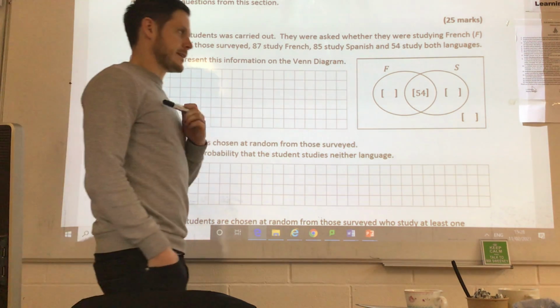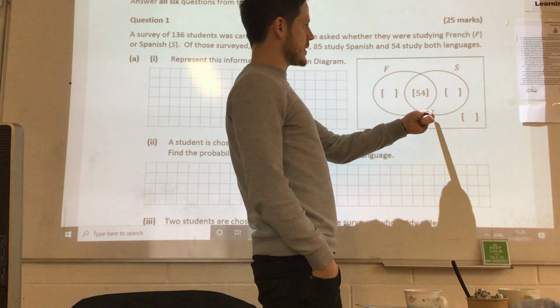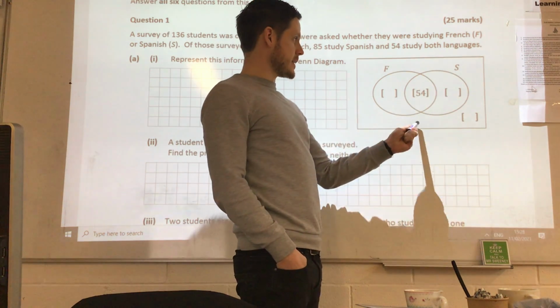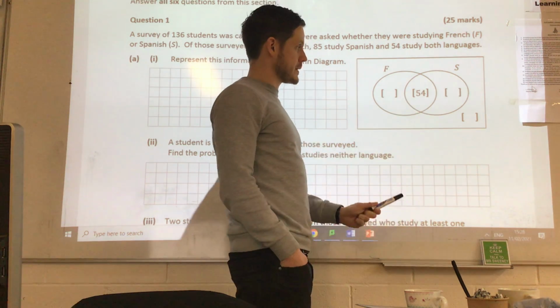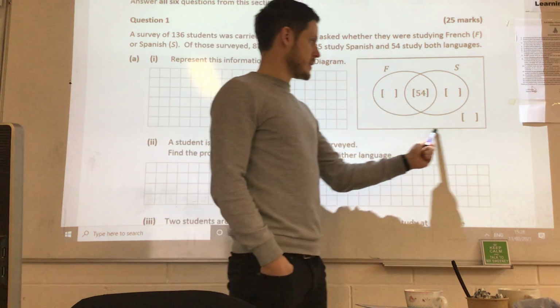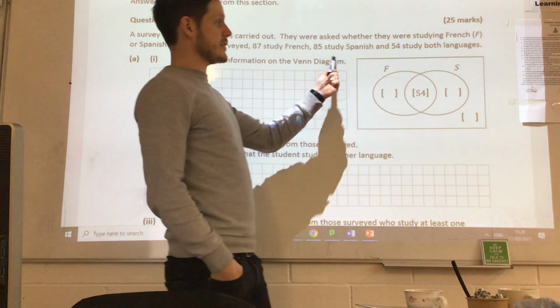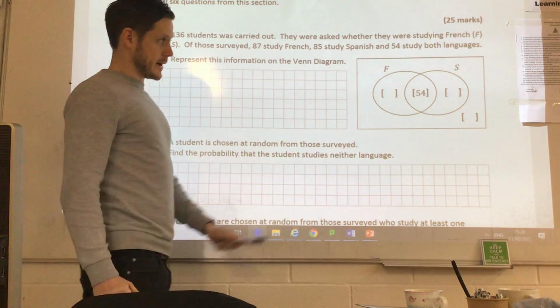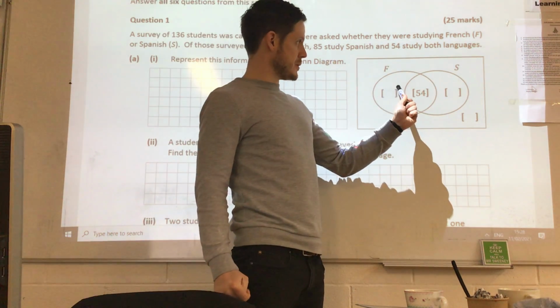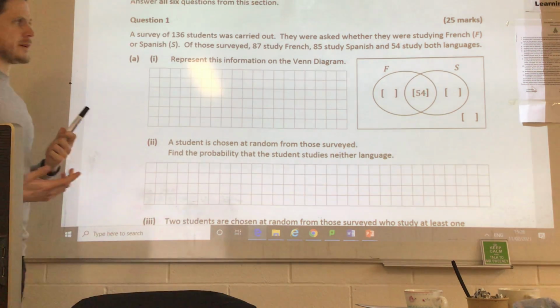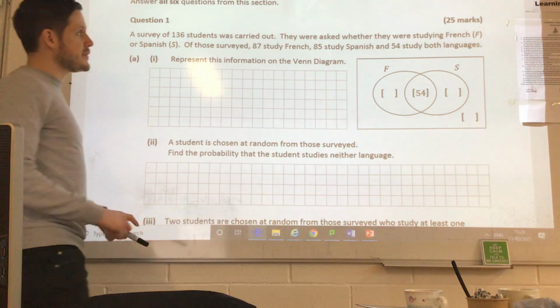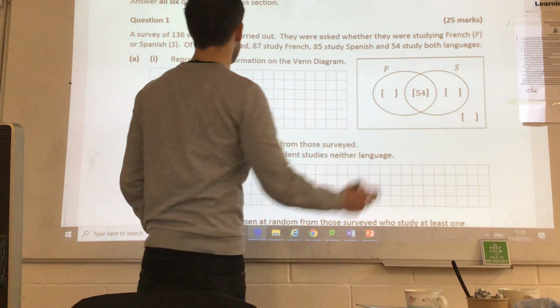So this has already kind of started off for us. When we draw a Venn diagram, when two circles intersect, generally you can have three sometimes, and you have this outside box, which is called the universe. So this is the universal set. Anything that doesn't fit into French or Spanish goes out here. We always start with what intersects. So 54 studied both.